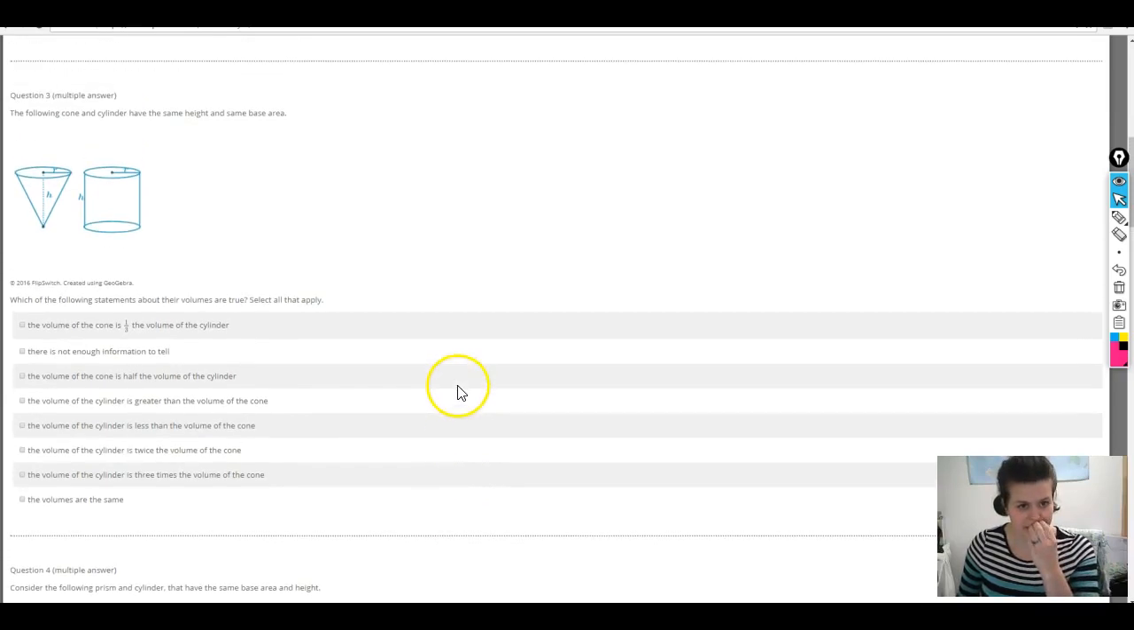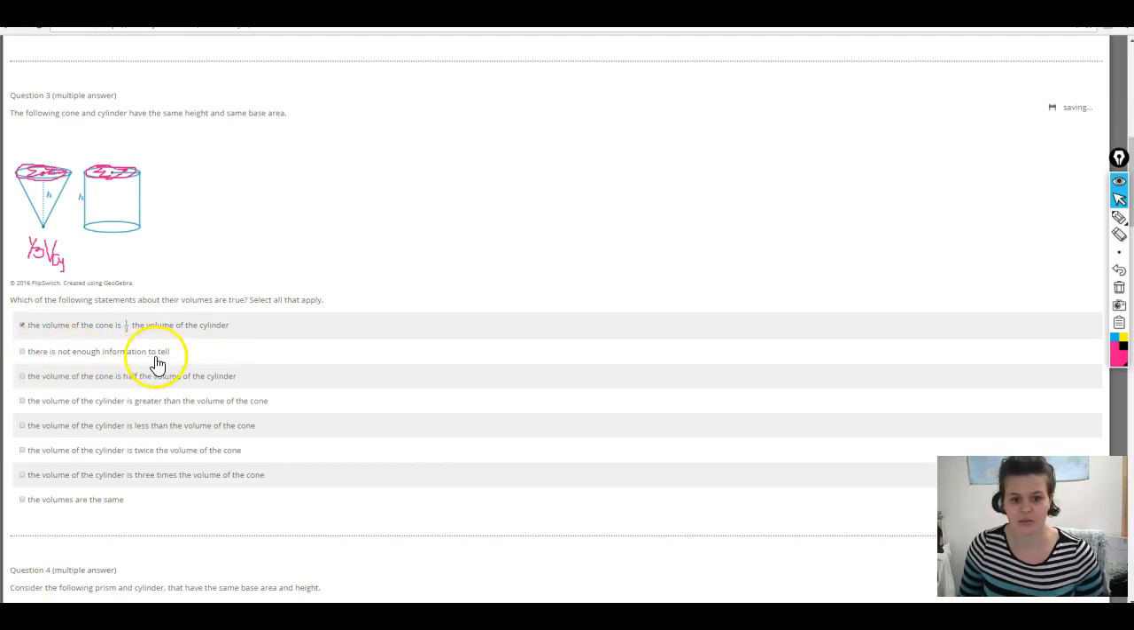So question 3, the following cone and cylinder have the same height and same base area. Okay, so again, this area is going to be equal to this area. Which of the following statements about their volumes are true? Select all that apply. Okay, I'm going to remember that a cone is 1/3 the volume of a cylinder. And so we have the volume of the cone is 1/3 the volume of the cylinder. Yep, I just said that.